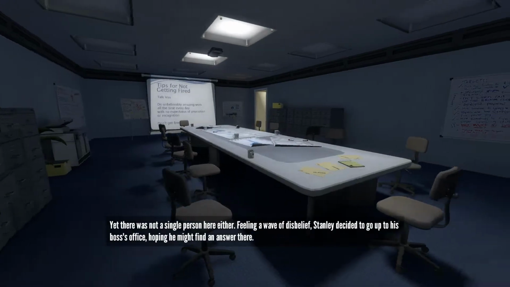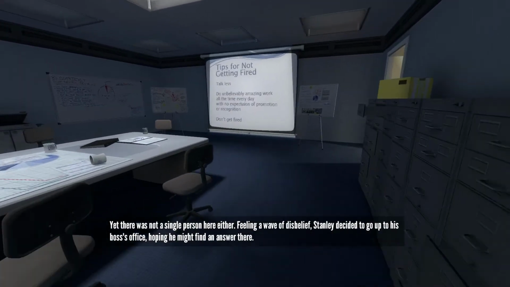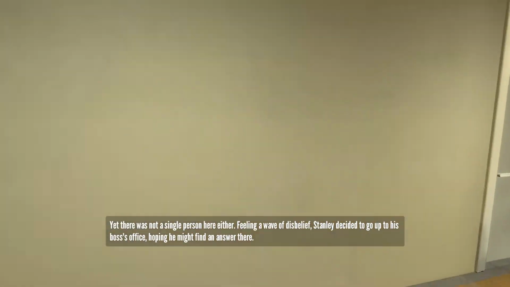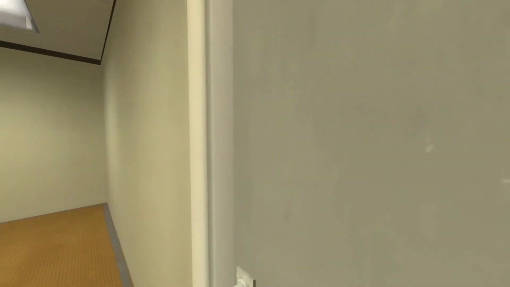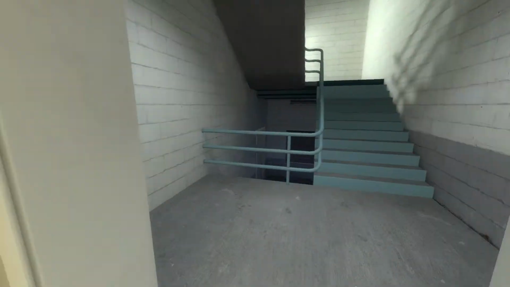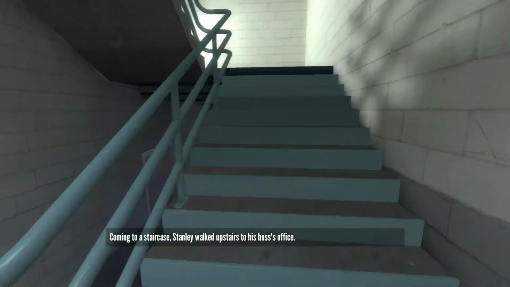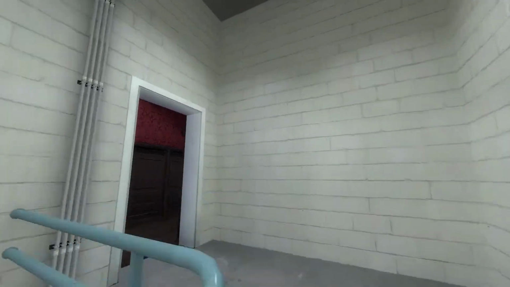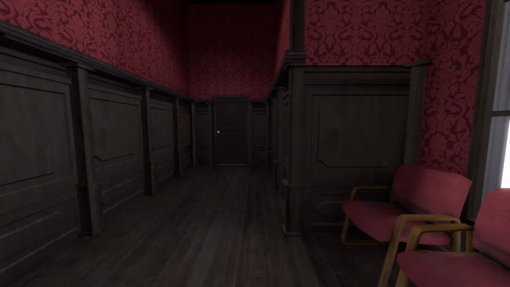Yet there was not a single person here either. Stanley decided to go up to his boss's office, hoping he might find an answer there. Oh, is that... No. Aw, sucks. Coming to the staircase, Stanley walked upstairs to his boss's office. Alright, we're going. Oh, it doesn't say executive bathroom anymore.